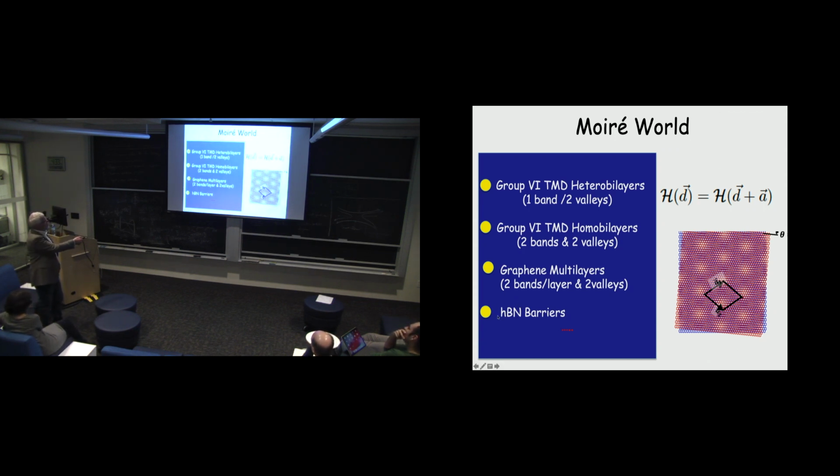So this is the simplest example. There's only one band of electrons, and for each momentum state, there are two states or two valleys.